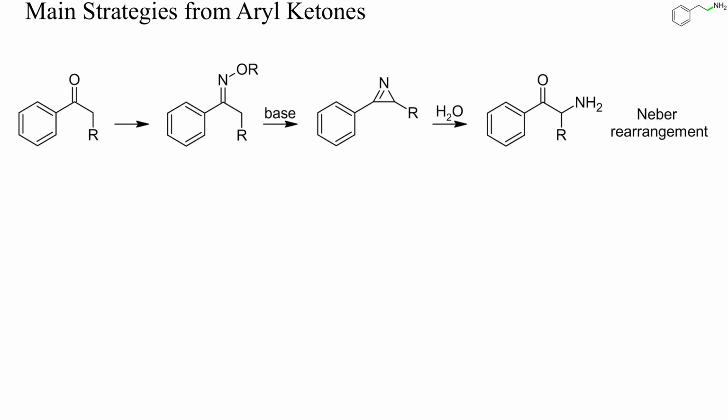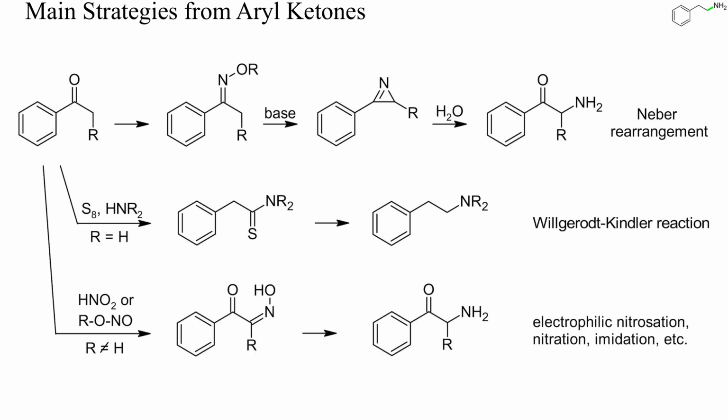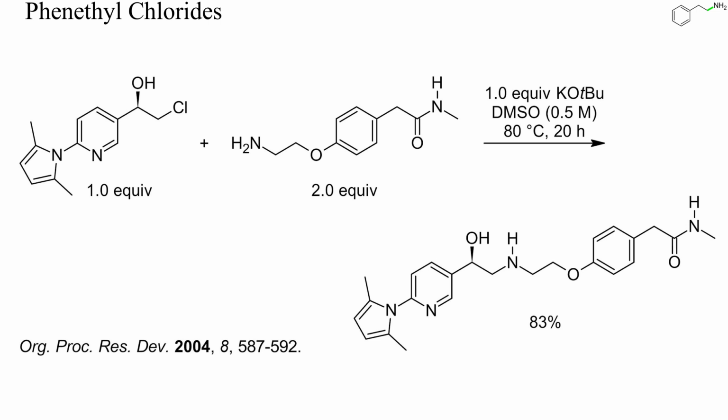Aryl ketones can be aminated by intermediate formation of oximes and azirines in the so-called Neber rearrangement. When acetophenones are heated with amines and sulfur, thioamides are obtained, which can be reduced to phenethylamines. Ketones can also be nitrosated with nitrous acid or alkyl nitrites and then reduced to aminoketones. I'll show you specific examples in a minute. Let's start with alkylations by phenethyl halides.